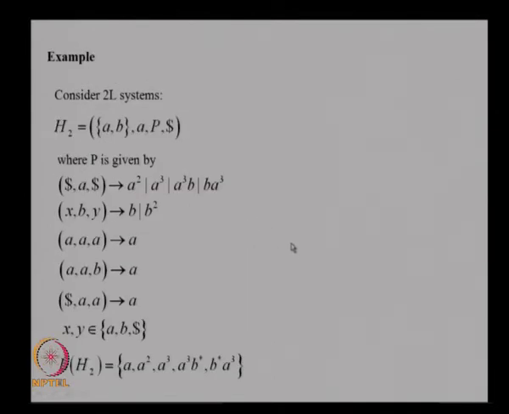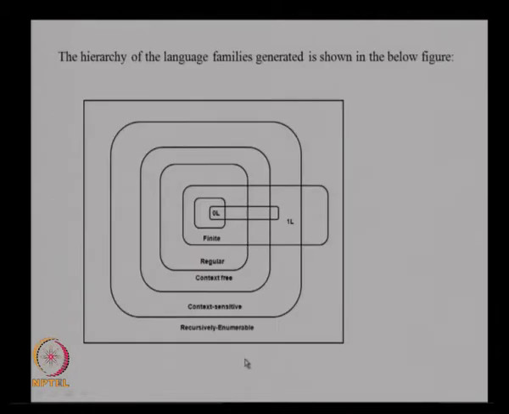Again some examples are given here. The system has an axiom A, two symbols A and B, and rules are given like this. Starting with A, with dollar and dollar as neighbors, you can replace it by A squared, A cubed, and so on. Then when you have a B, the rule will be of this form: B can go to B or B squared. So, this sort of a language will be generated by this system.